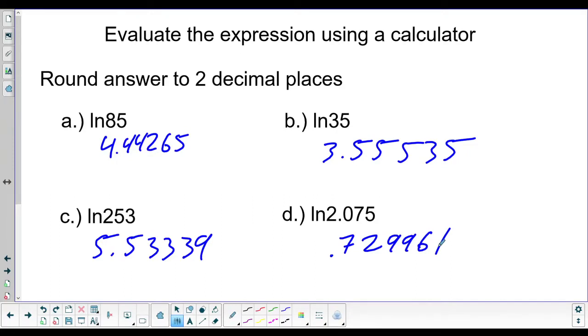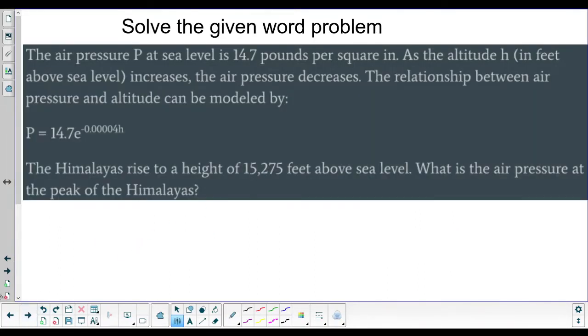Cool. Unfortunately for you, we have word problems. So now that we know how calculators work, and now that you've practiced a couple, I hope, let's do some word problems. We're going to do that one and then this one.